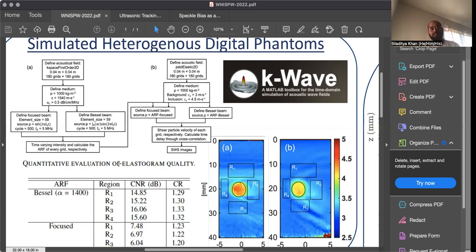of the simulation, where we again define the acoustic field around the medium in which it propagates. We also define the parameters that we calculated from the previous part of the simulation as an input to this part of the simulation. Here we record the shear particle velocity of each grid and calculate the time delay using cross correlation methods. The cross correlation estimate gives us an image of shear wave speed.